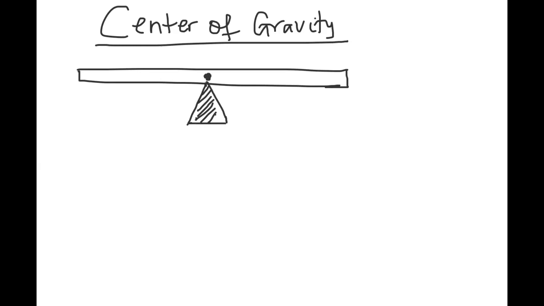So it looks like the balancing point is here. And this balancing point is called the center of gravity. It is actually a point at which all the mass is thought to be concentrated.